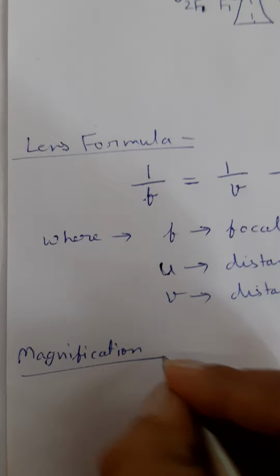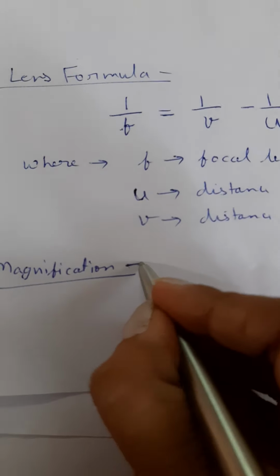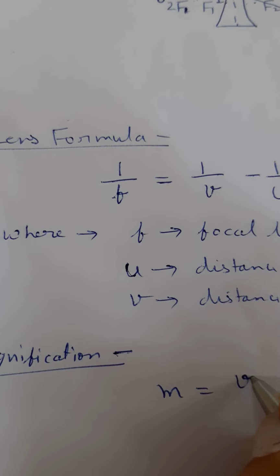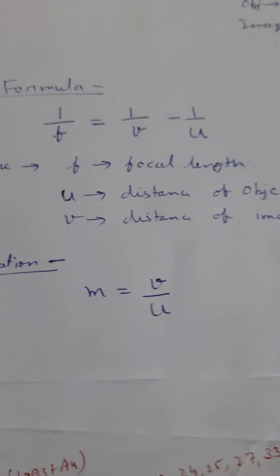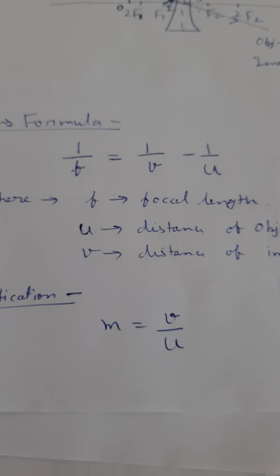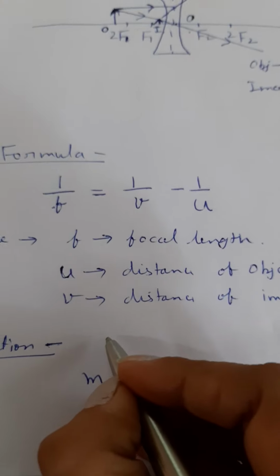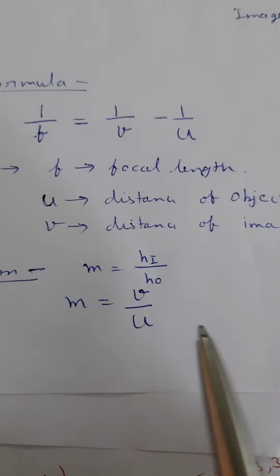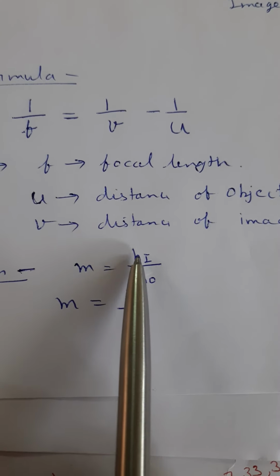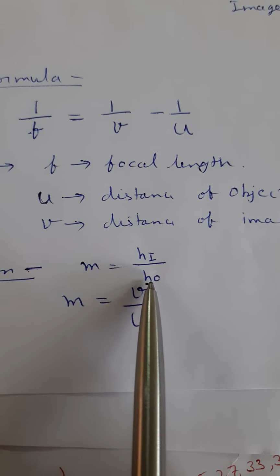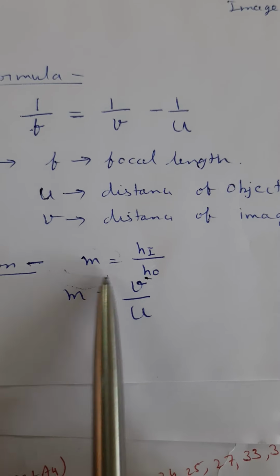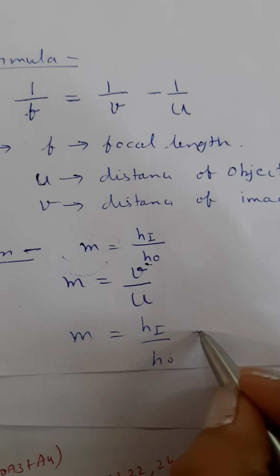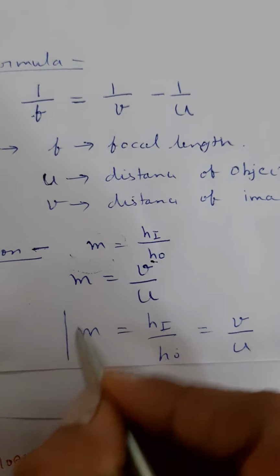Magnification for mirror we have done, here magnification for lens. So what will be the definition? See the formula. m is equals to v upon u. There we were writing m is equals to minus v upon u. Here, or you can write m is equals to height of image divided by height of object. The ratio of size of image to size of object is called magnification. So in short we can write this formula like this, here it is v upon u. This is our formula.